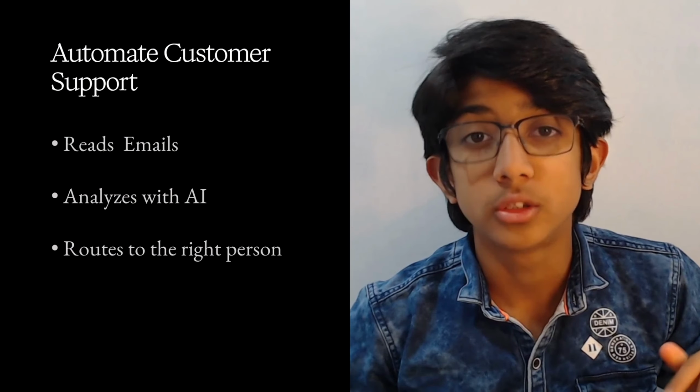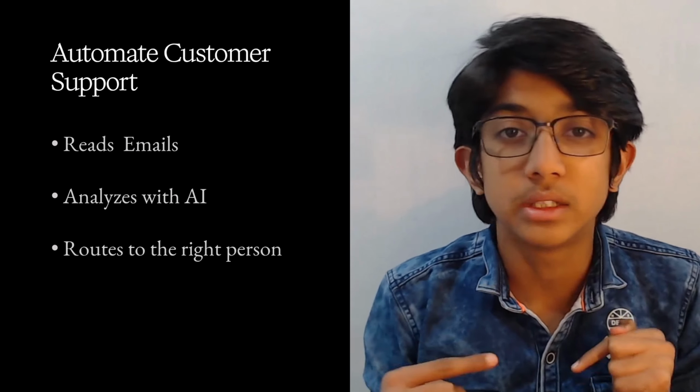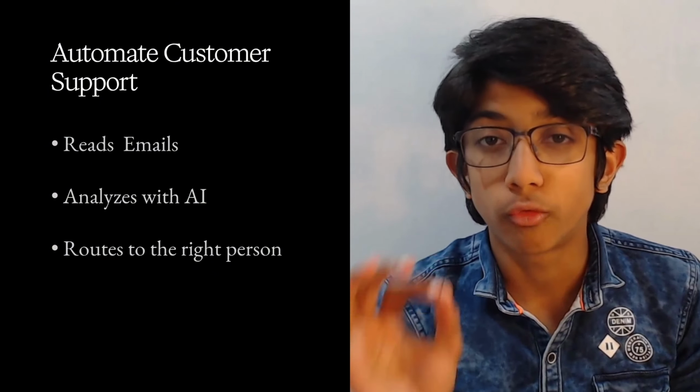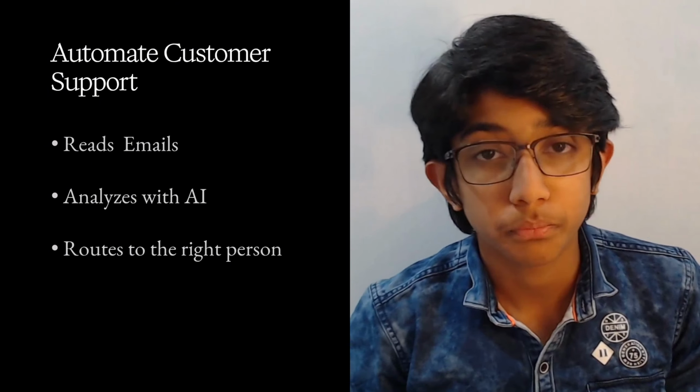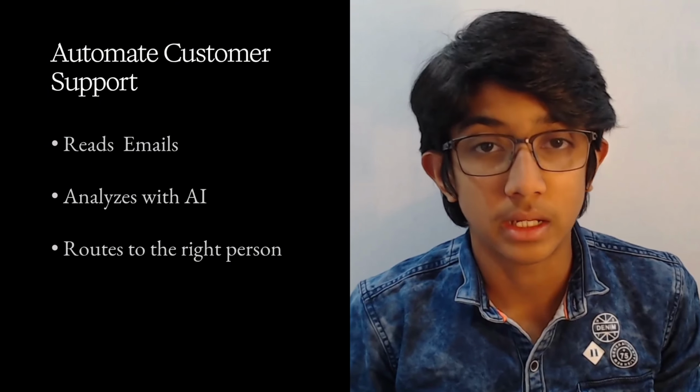If you're a small business owner drowning in customer support emails, missing tickets, and having your team constantly ask, whose turn is it to check support, this video is about to change everything. I'm about to show you a simple Zapier automation that automatically reads your support emails, uses AI to analyze them, and instantly routes them to the right person on your team. All the context that they need.